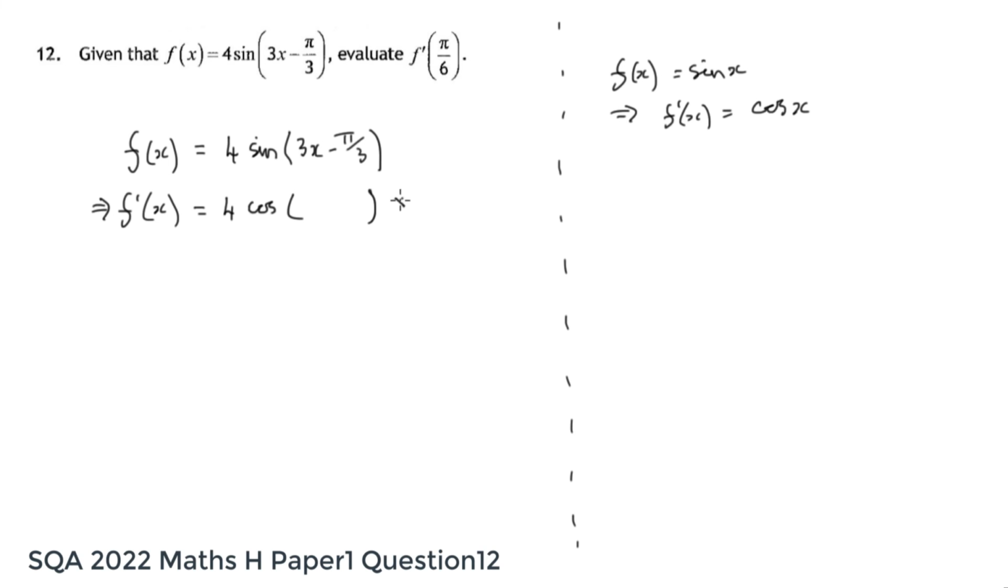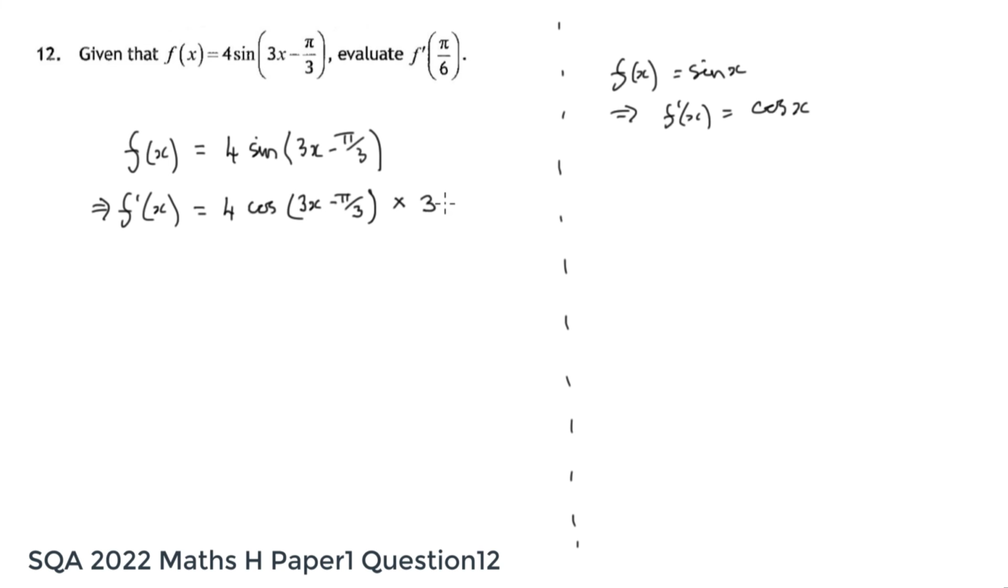However, it's not x, it's a linear expression, another expression, 3x minus pi upon 3, and the chain rule comes into action where we have to make an adjustment by differentiating the thing that's pretending to be an x. So if we differentiate 3x minus pi upon 3, that constant disappears and we end up with 3. That's the coefficient of x that we're multiplying.